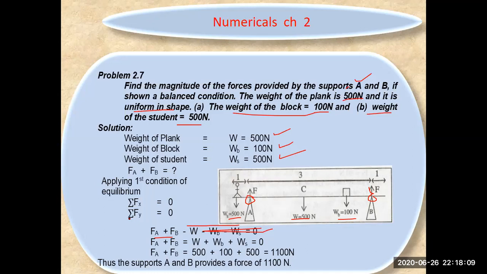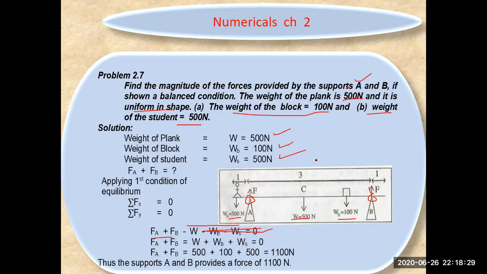So after simplifying it, the force at A and the force at B is equal to W1 plus WB plus WS. So putting in the values, you are getting 1100 Newton. Thus the supports A and B provide a force of 1100 Newton.